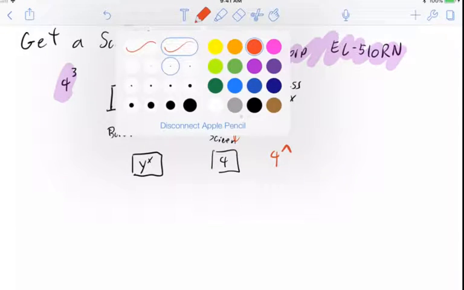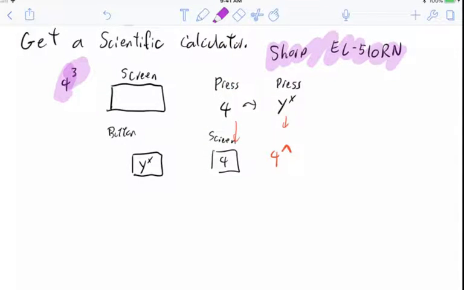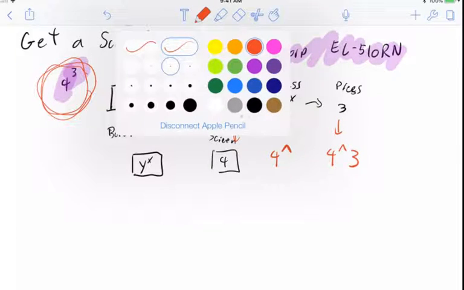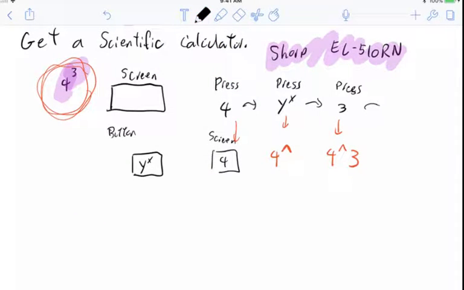And then what I'm going to do after that is press the name of the exponent. So after that, I press 3. And the screen now says 4 up sign 3, which is the calculator's way of writing this expression. And now I'm going to press equals. And then the calculator evaluates it, and the calculator says 64.